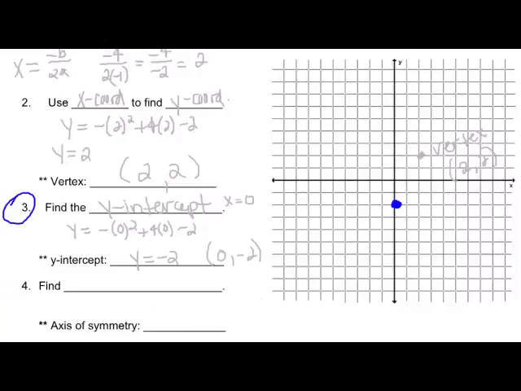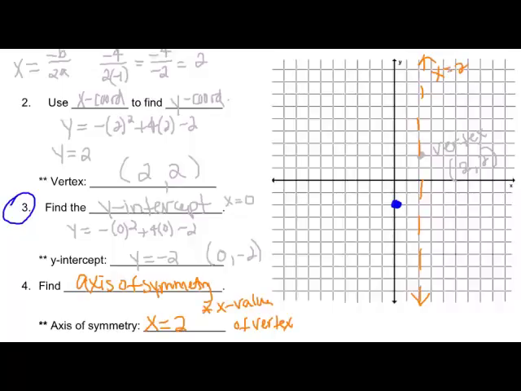Now, like I said, we need one other point. We need a total of 3 points on our graph to see where our function is located. So in order to find one other point, we need to find the axis of symmetry. If you remember, your axis of symmetry goes through your vertex. So the equation for the axis of symmetry is just the x value of our vertex. So our axis of symmetry is x equals 2. I'm going to label that on the graph.